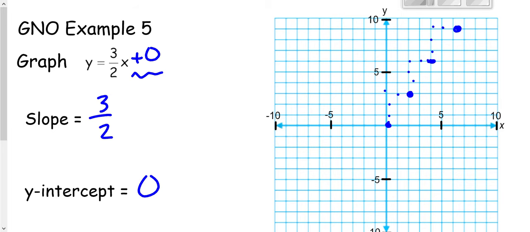And then we can go backwards. So go down 1, 2, 3, and back 1, 2. And then we draw our line and put our arrows on the end. Beautiful.